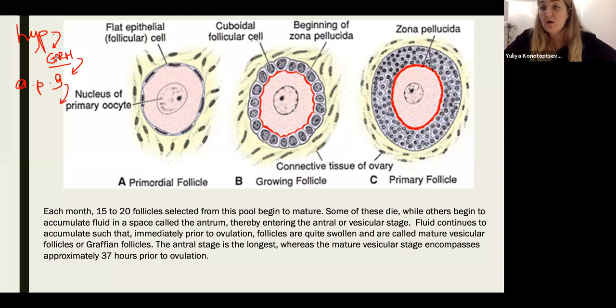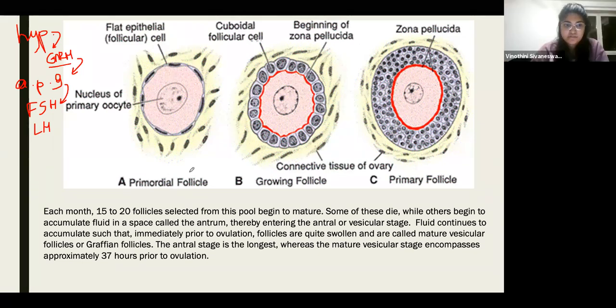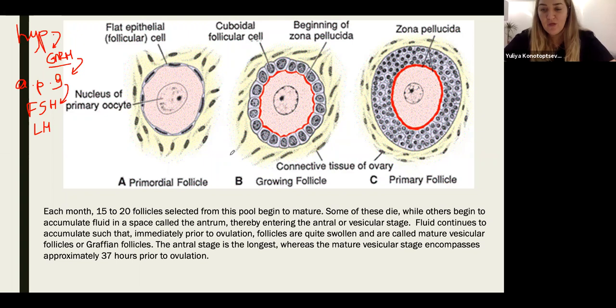So which hormones are gonadotropins? This is going to be your FSH and LH. These are the two gonadotropins. FSH stands for follicle stimulating hormone. LH stands for luteinizing hormone. Which one is important for growth of follicles? What do you think? FSH. For sure, FSH, follicle stimulating hormone.